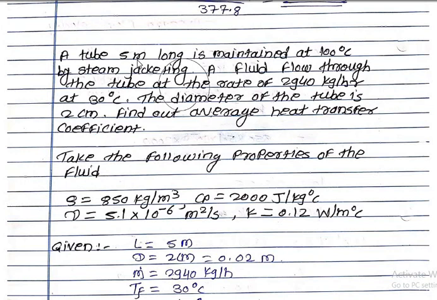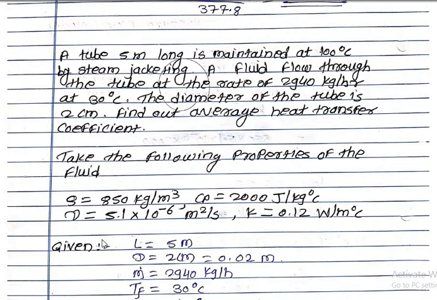The tube length is provided as 5 meter and it is maintained at a constant temperature of 100 degrees Celsius. Take the following properties of the fluid: rho is equal to 850 kg per meter cube, Cp is equal to 2000 joule per kg degree Celsius, nu, that is kinematic viscosity, is equal to 5.1 into 10 raised to minus 6 meter square per second, and thermal conductivity is equal to 0.12 watt per meter degree Celsius.